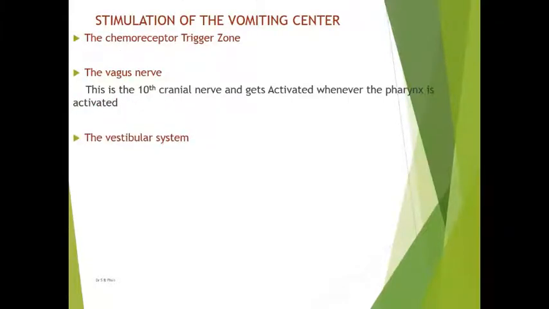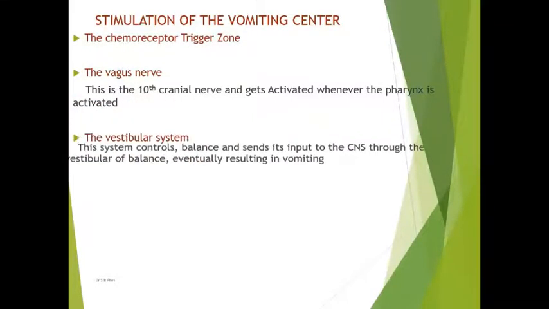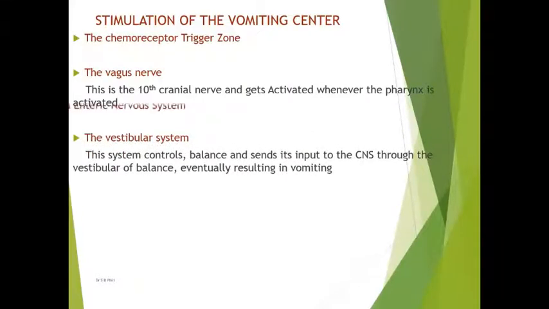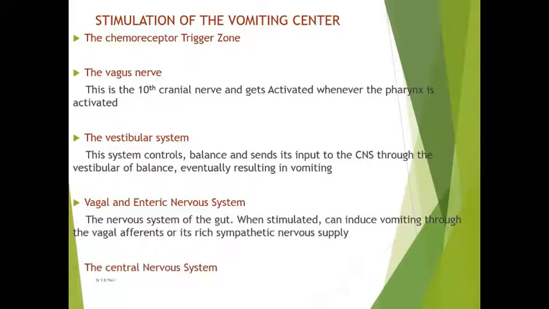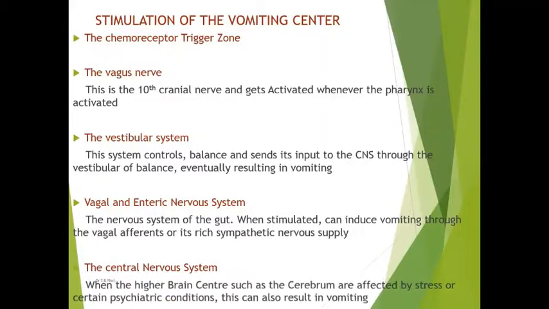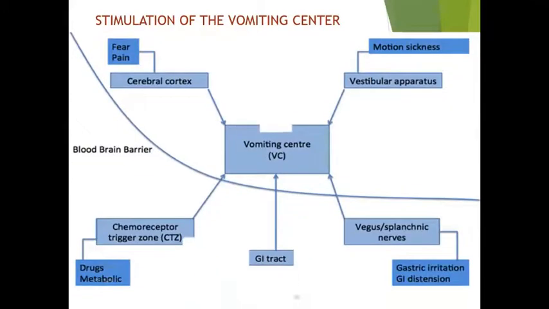Okay, so for vomiting, I've already talked about the chemoreceptor trigger zone and the vagus nerve that can be stimulated, and the vestibular system. So you have the vestibulocochlear nerve that is also involved in vomiting. The enteric nervous system is also involved because the motility is going to increase during vomiting. Okay, so now let's look at the phases of vomiting. This is just a summary of vomiting and the factors or systems that will have an effect on the vomiting center. It's basically the same information as the previous slide that we were looking at.